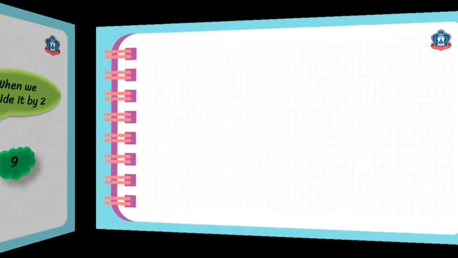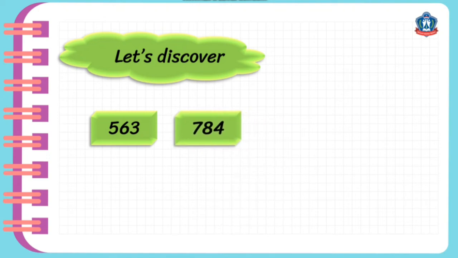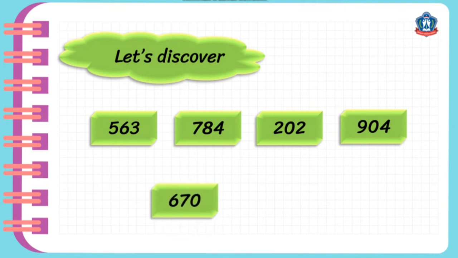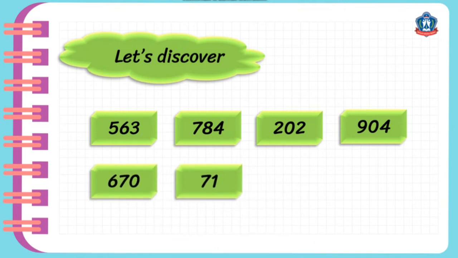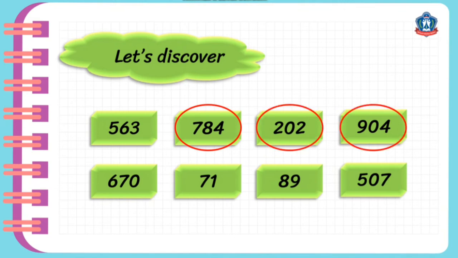I have here some numbers. Let's try to find out which numbers are even or odd. We have 563, 784, 202, 904, 670, 71, 89, and 507. Let's circle the numbers that are even numbers. So we have 784, 202, 904, and 670. The other 4 remaining numbers are odd numbers.